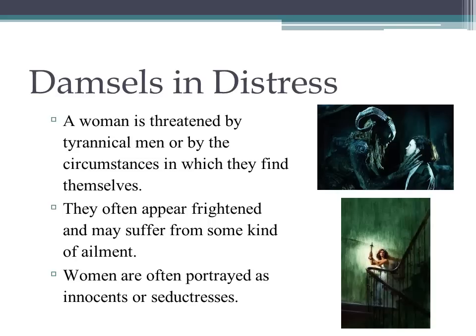We also tend to see the damsels in distress. It's a woman threatened by a tyrannical man or by the circumstances in which they find themselves. They often appear frightened and may suffer from some kind of ailment. And women are often portrayed as either innocents or seductresses. And again, we go back to the old idea that women, for the most part, prior to the 20th century, were portrayed as either the Mary Madonna, Mother of God, or Jesus, and purity, perfection, or Mary Magdalene, the whore, who is out to seduce men until she is redeemed by the love of a good man. Of course, non-sexually.